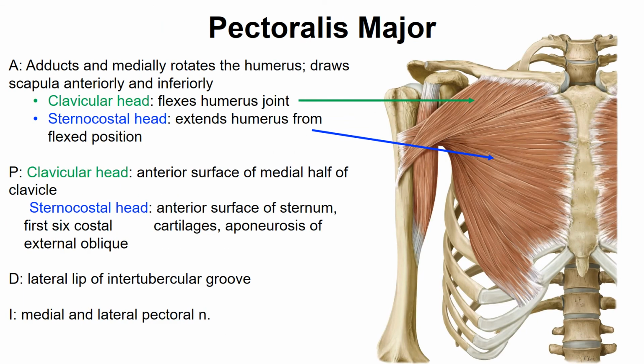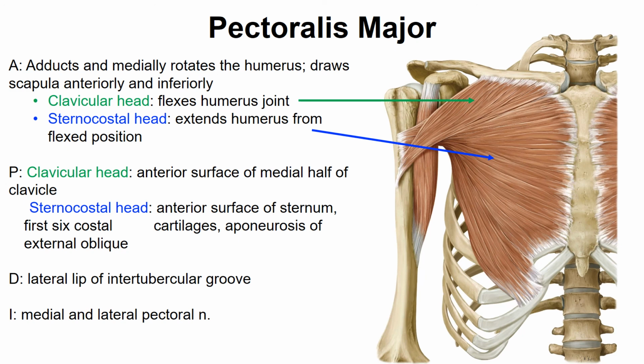Moving on to the anterior side, we have the pectoralis major. So this has two heads. It has a clavicular head and a sternocostal head, where the clavicular head is mostly going to be flexing the humerus from kind of a neutral position, so bringing your arm forward, and the sternocostal head is going to help extend the arm, so bring it back to neutral from that flexed position.